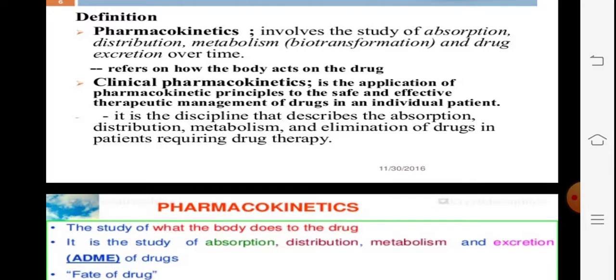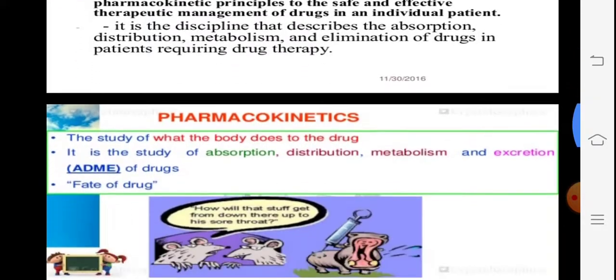And then what is clinical pharmacokinetics? It is the application of pharmacokinetic principles to the safe and effective therapeutic management of the drug in an individual patient. So for any patient, suppose any injection is given, what is the application to the body? And it is called the clinical, right? So it is in our syllabus.